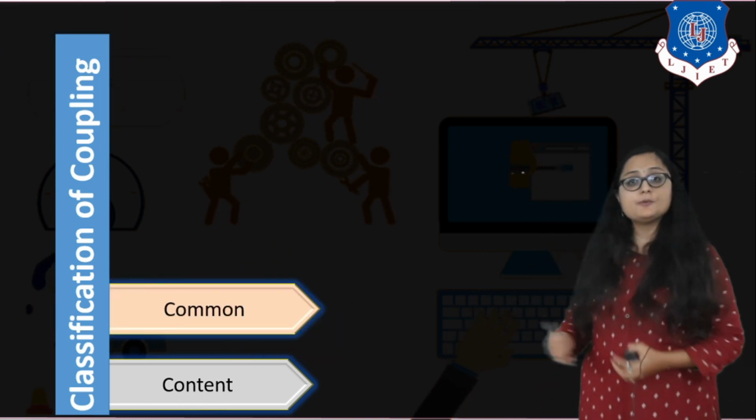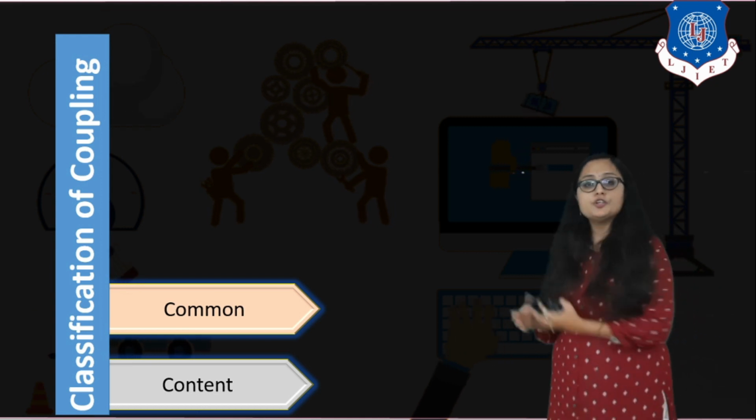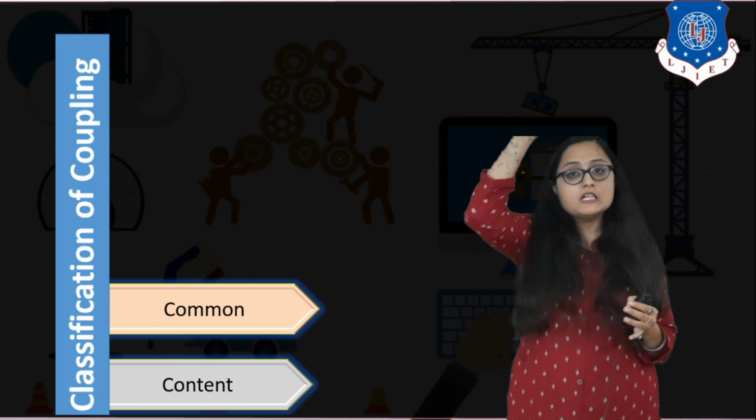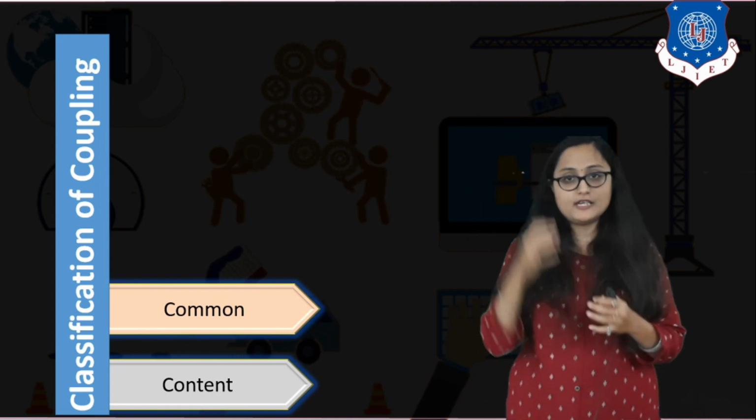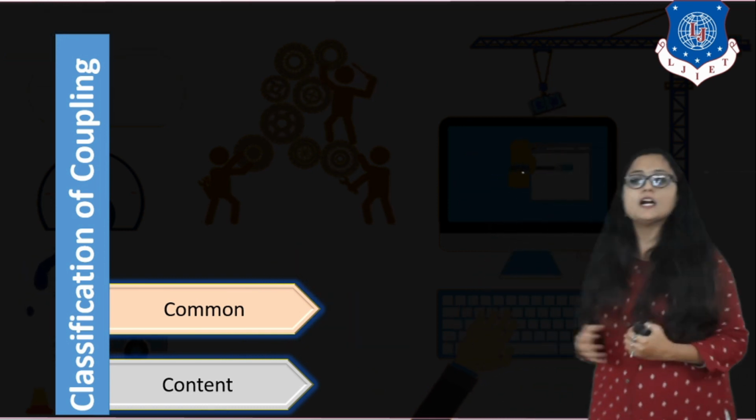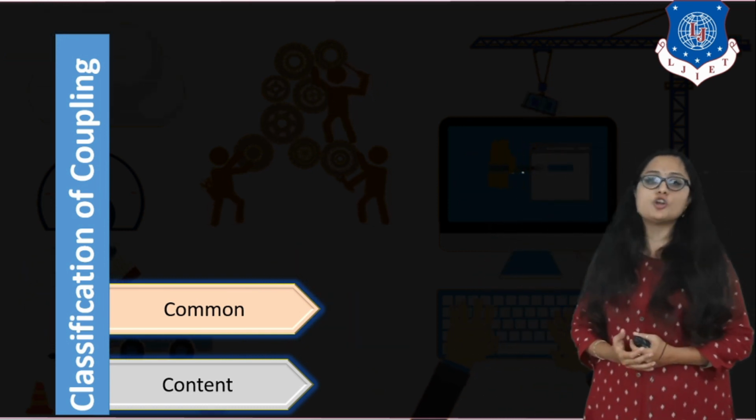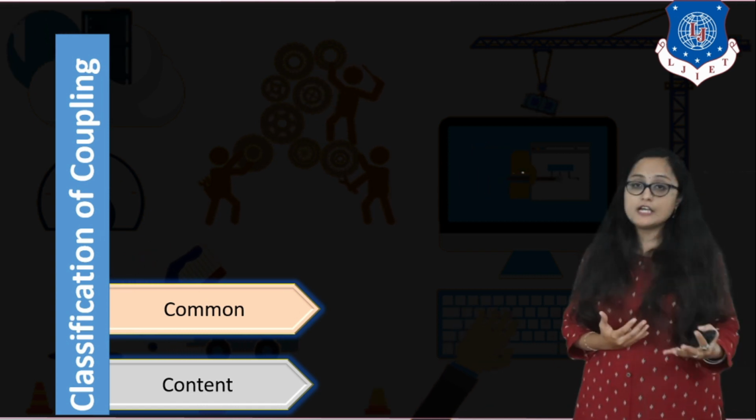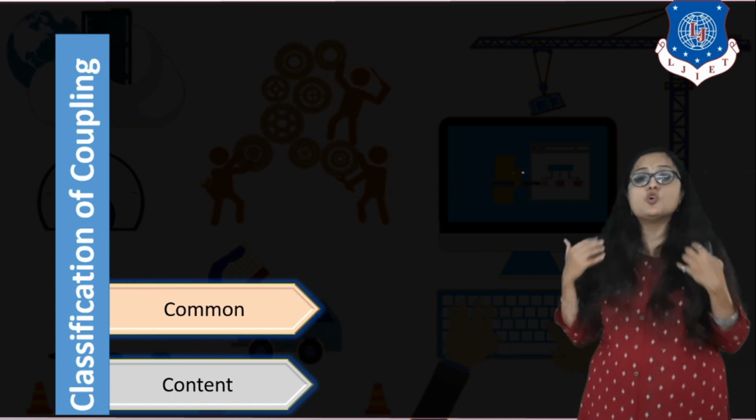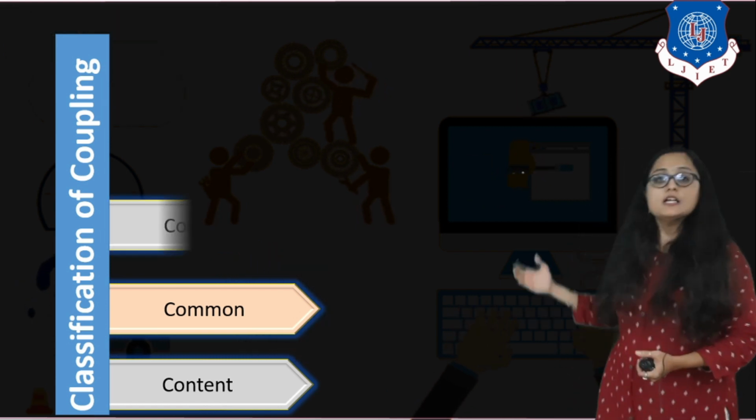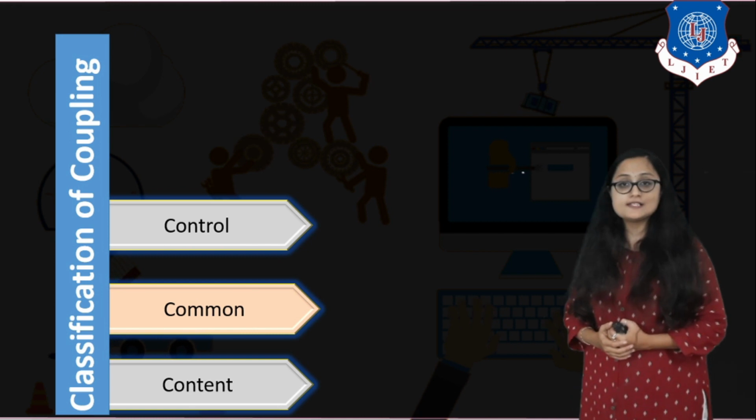The next type of coupling is common coupling. Now what do you mean by common coupling? If you have two modules which share the same global data, that is, they are accessing the common data, then both of the modules are exhibiting common coupling. Now if there is a change in that global data, that will affect both the modules because they are accessing the shared data, right?